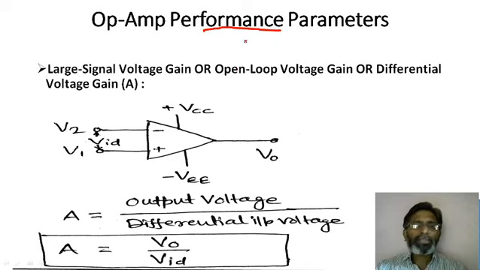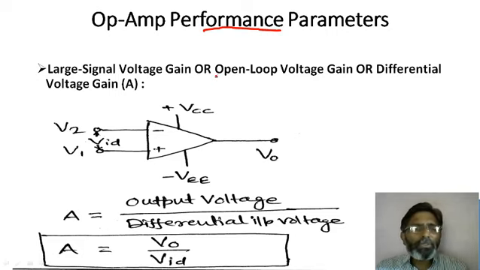In this case, the first characteristic is the large signal voltage gain, or open loop voltage gain, or differential voltage gain. So this is basically the voltage gain of the op amp. It is known as large signal voltage gain because the gain is very, very high, and when we apply a small signal at the input, we get a large signal at the output. So we call it a large signal voltage gain.